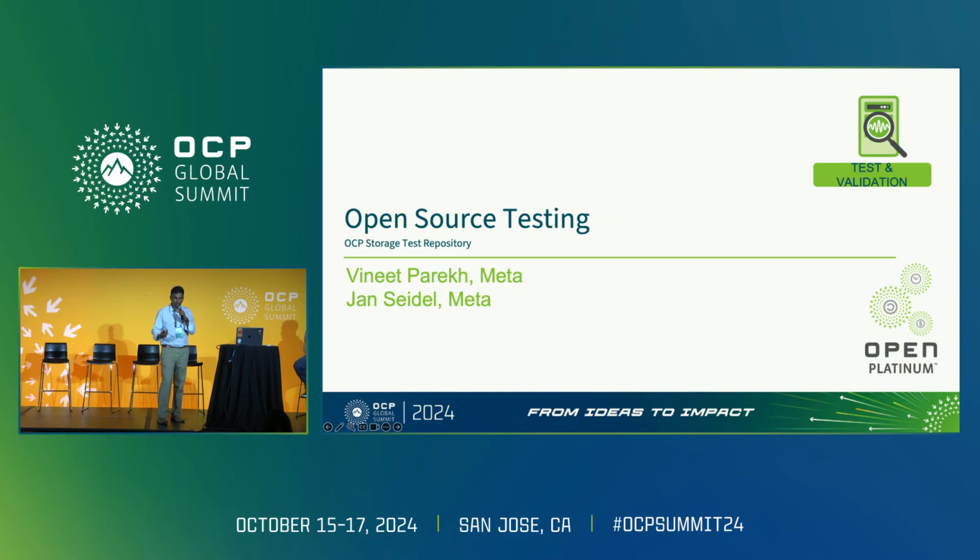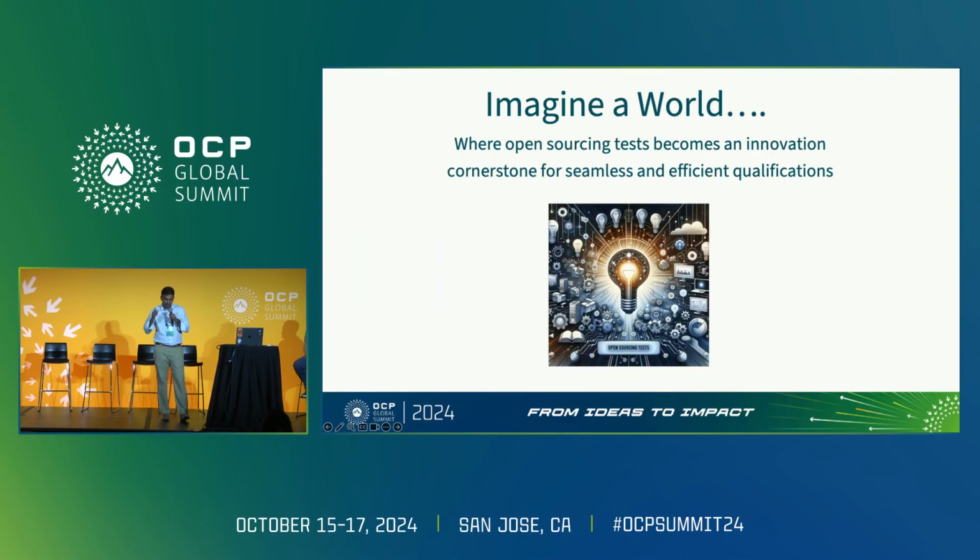So I'm Vineet Parekh. I'm a hardware systems engineer at Meta, and I have my co-presenter Jan, who is part of the same team. So we started with this thought process: what would happen if we actually had a world where open source testing becomes an innovation and a cornerstone for seamless and efficient qual? The reason we came up with this imagination was that our qualification process started becoming a long pole for many components, and who likes having a lengthy qualification? It's a loss for the vendors. It's a loss for the hyperscalers.